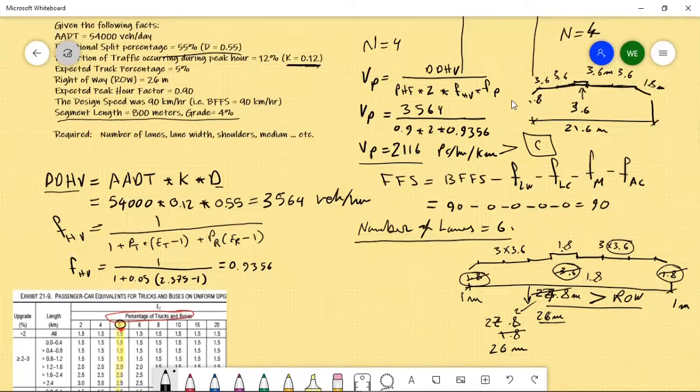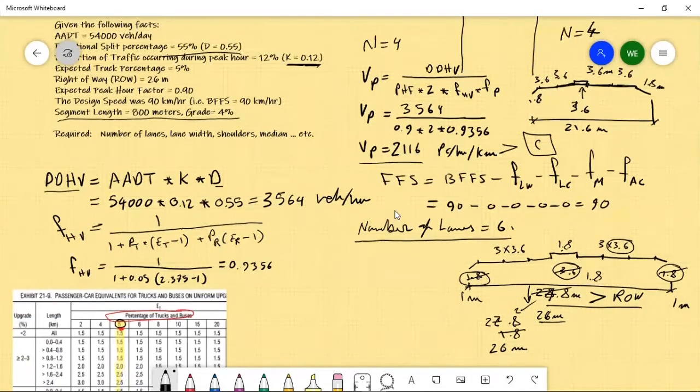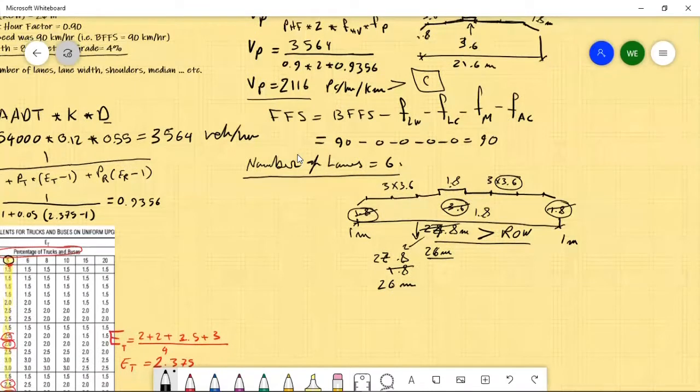Doctor, is there a minimum value for the median? That's a good point. You can have the median down to 1 meter. And sometimes in multi-lane highway, you can just remove it. It's not a freeway. Okay.